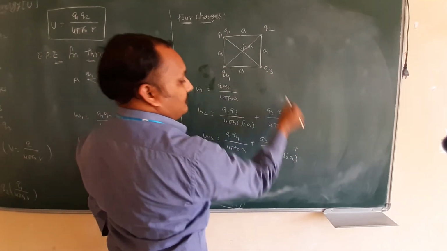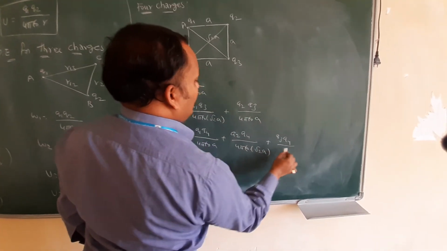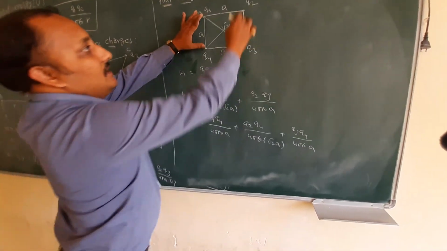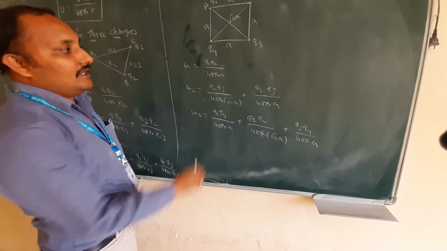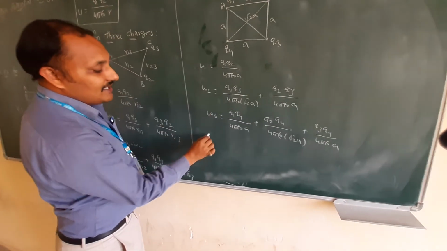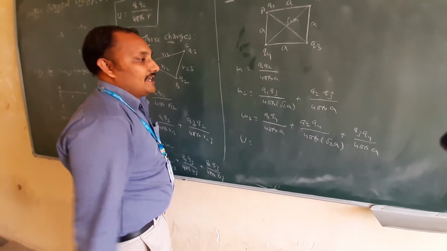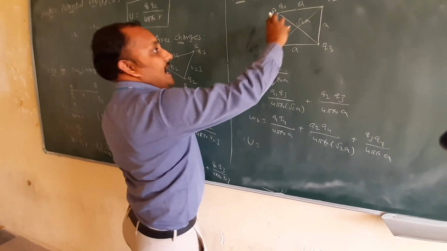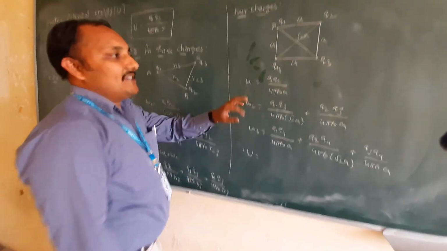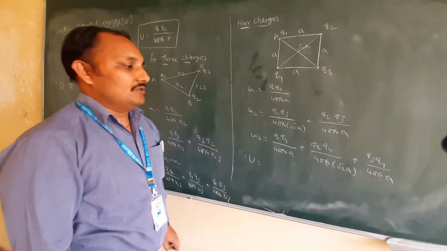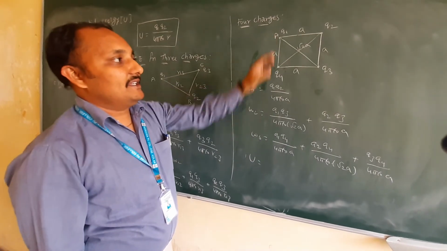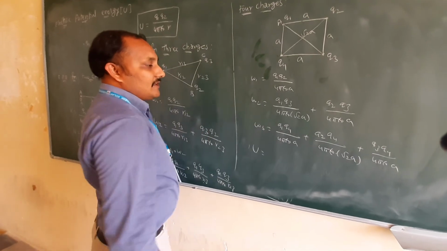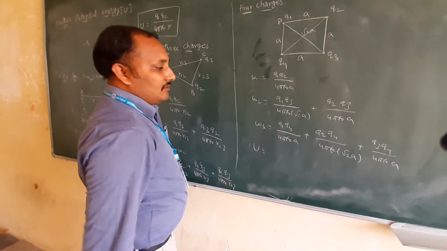Next, these two: Q3 Q4 by 4 pi epsilon naught a. So here one term, here two terms, here three terms. Now for the total potential energy you have to add all these. Now you can add and write one equation for how much you are getting. That is the final equation for assembling four charges. Like that, however many charges they give, you have to take those two charges, and the remaining charges, you have to take. This is not important for PU. I just gave it for competitive purposes, for however many charges they are going to give.